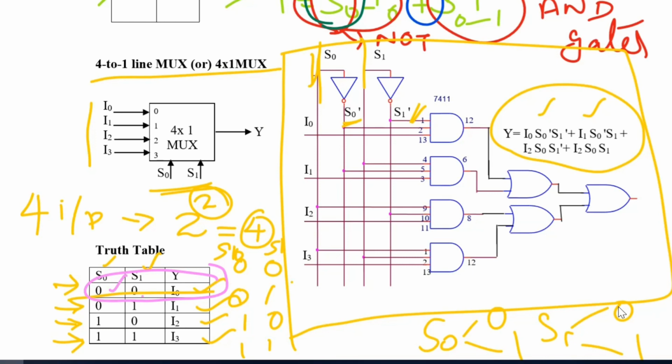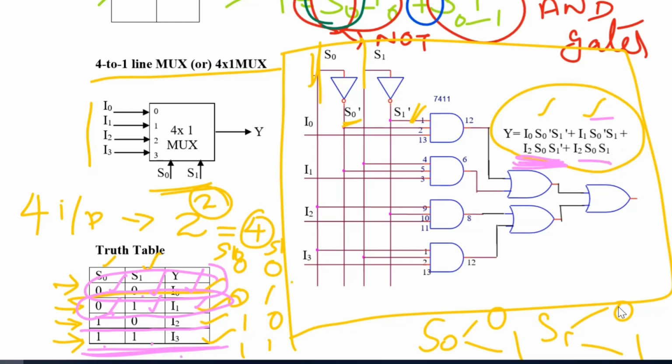S0 bar S1 bar Y I0. Then here, S0 S1 bar I1. See here, then third one, S0 S1 bar I2. Then fourth one, S0 and S1 both are high, I3.